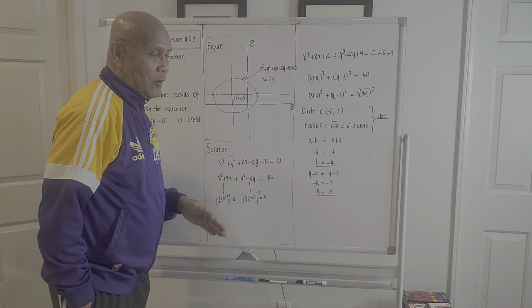For the y term, I will take 1/2 of the coefficient of y. The coefficient of y, I will carry the sign, is a minus 6. So a minus 6 over 2 will be a negative 3, and if I square that one, it will be a plus 9.